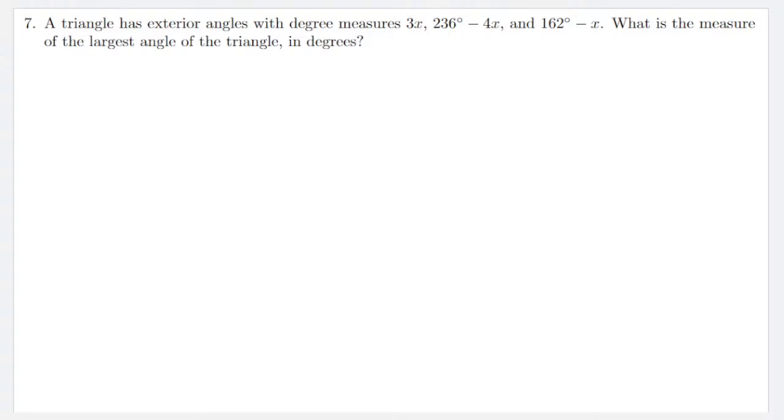So if we want to find the measure of the largest angle of the triangle, we can also find the measure of the smallest exterior angle and subtract that from 180 degrees. So clearly the smallest exterior angle is 57 degrees, so the measure of the largest angle is just 180 minus 57 degrees, or 123 degrees.